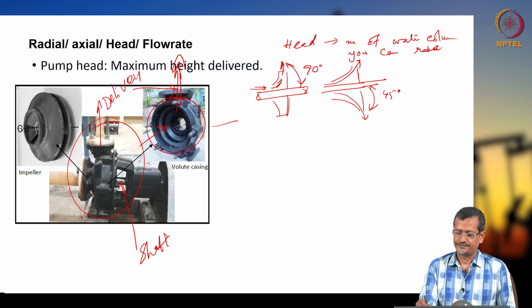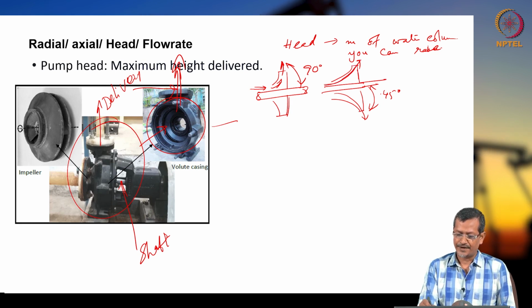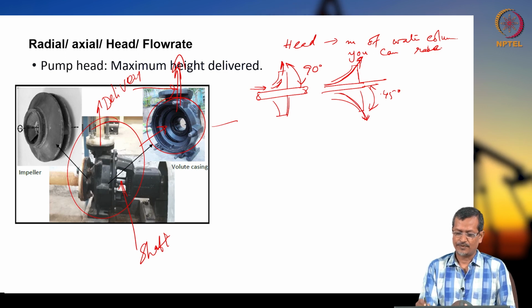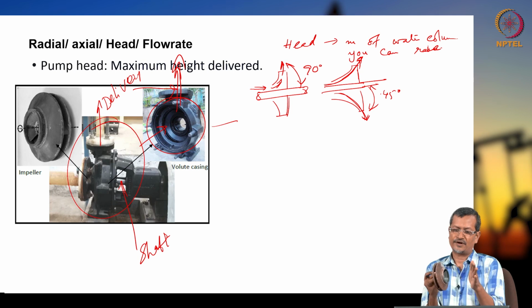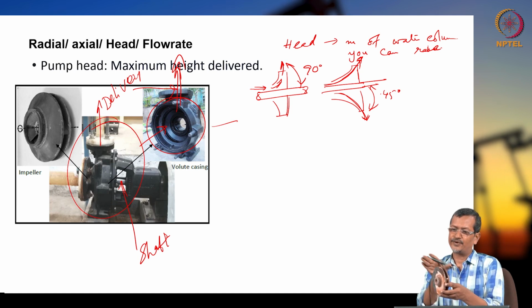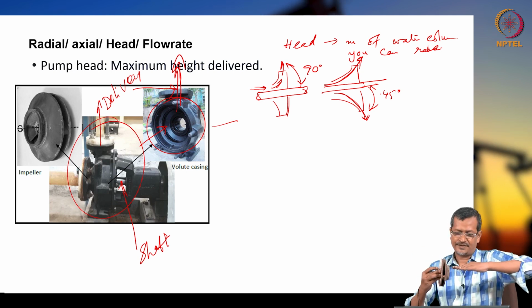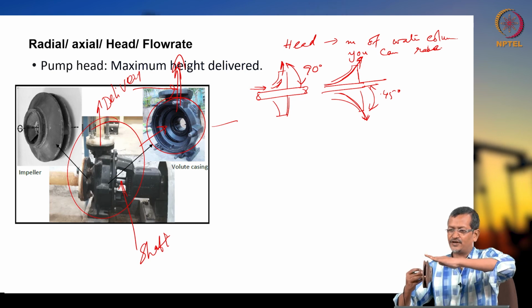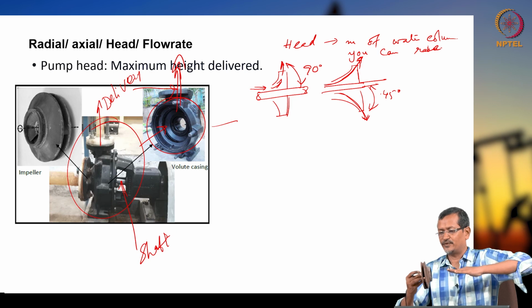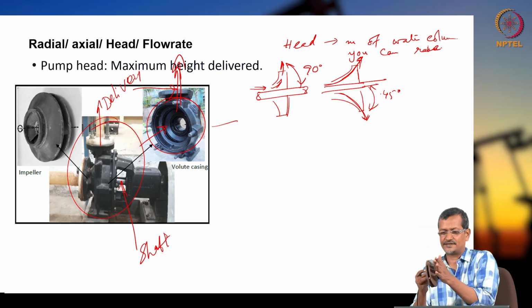Okay, fluid entering and it is going like this. So it will be 45 degree. So it will not be so compact, rather it will be longer. Fluid will be entering, this is the shaft axis, and it will not be going like this, it will be going like this. So this length will be longer.